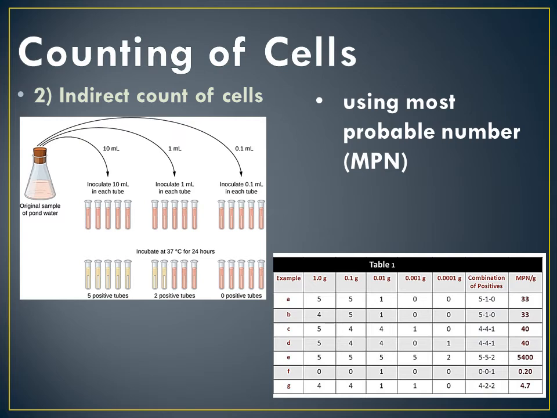Another type of indirect count is the MPN, or most probable number. The MPN procedure is a statistical method based upon probability theory. Samples are serially diluted to the point of extinction, that is, to a point where there are no more viable microorganisms. The pattern of positive tests or growth in the replicates and statistical probability tables are used to determine the concentration, the most probable number of bacteria in the original sample.